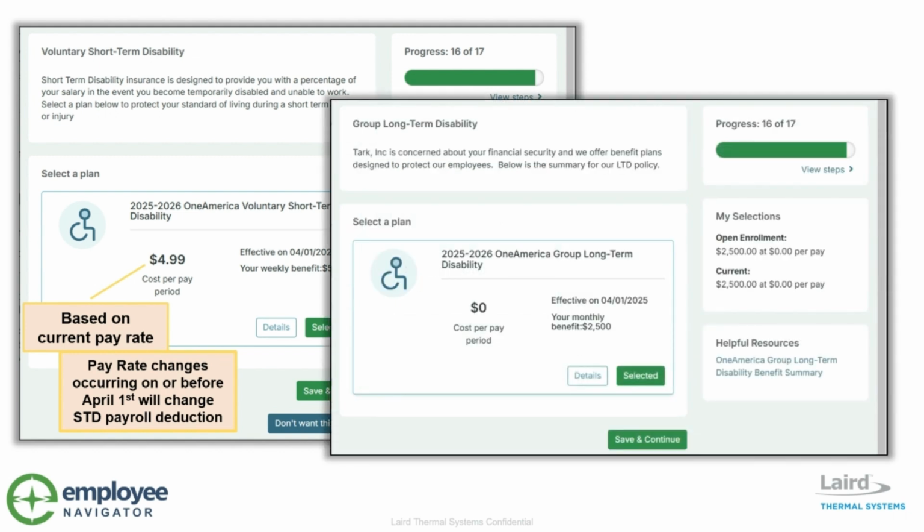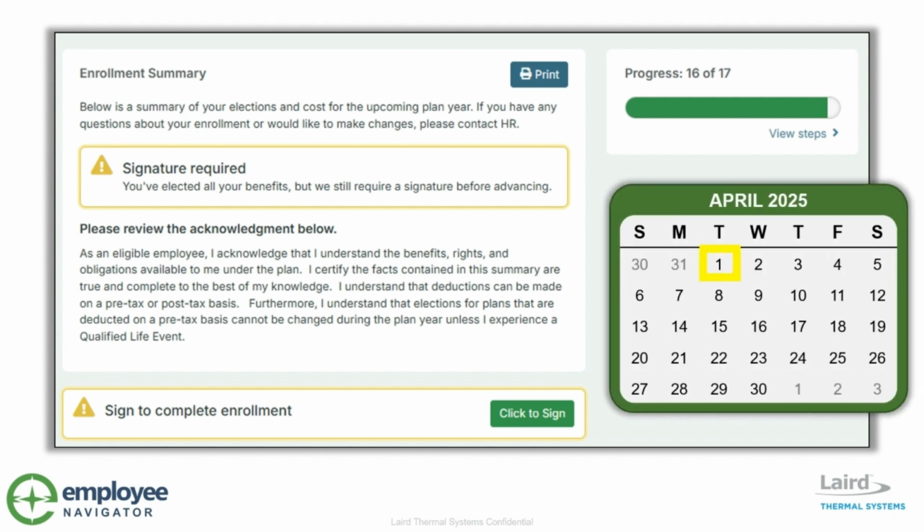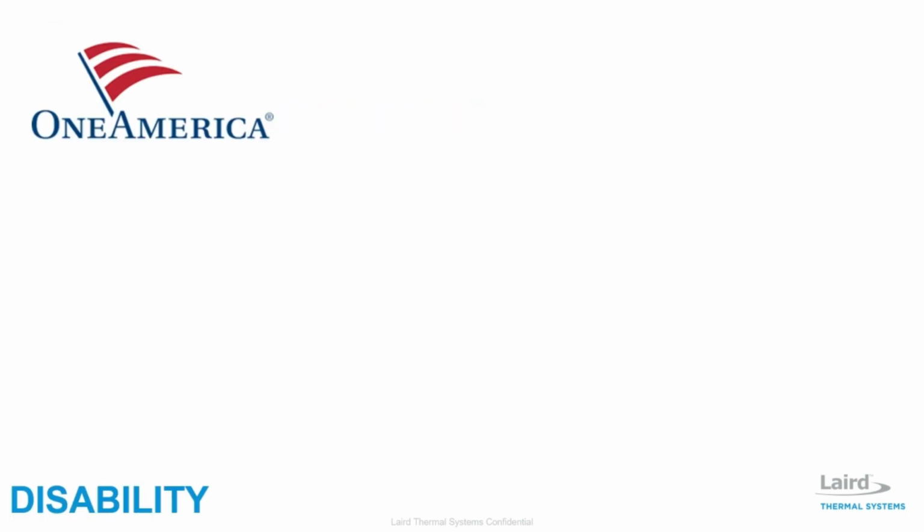You will automatically be enrolled in the long-term disability plan. On the final step of the Open Enrollment module, sign to complete your Open Enrollment. All coverage you select will become effective April 1st, 2025. The updated payroll deduction will begin on the paycheck you receive on April 9th. One America does not issue ID cards.